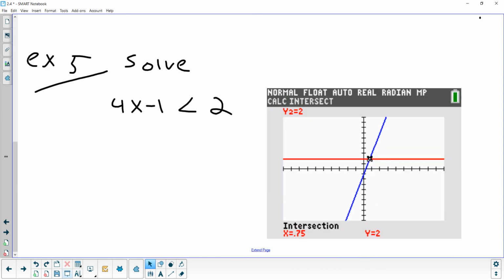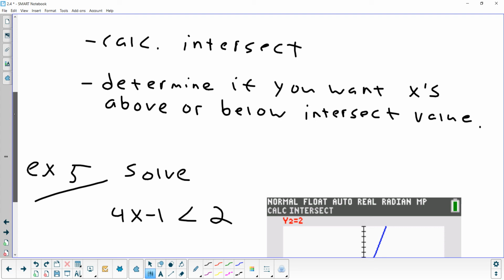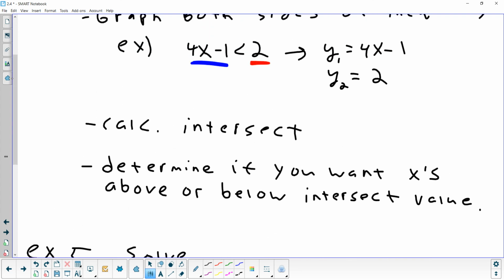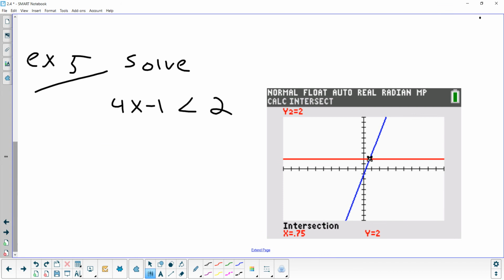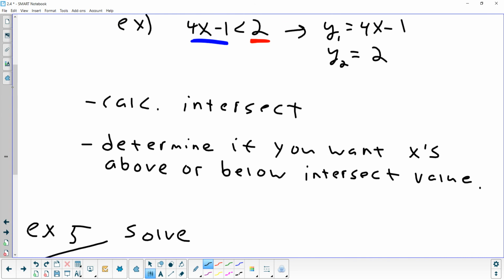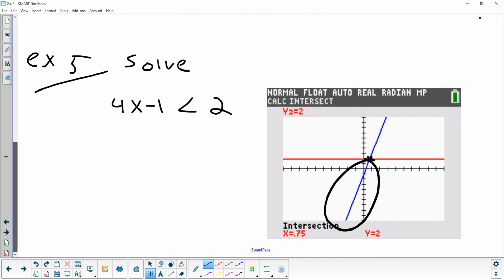So I'm actually solving it again. It's the same problem we just did. Where is the blue graph under the red graph? That happens here. That's where the blue is under the red. So in our case, we want all the x values that are to the left of the intersection point. We want all the x values that are below 0.75.